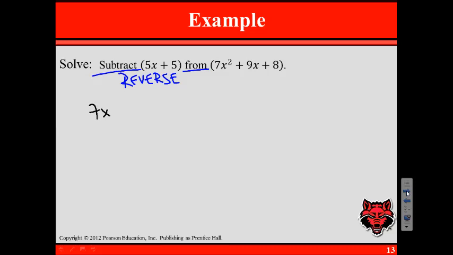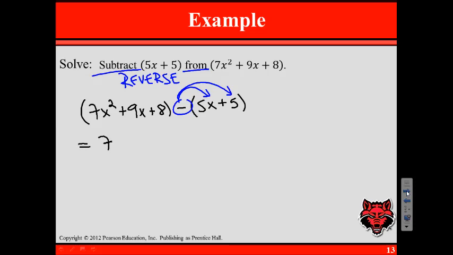We don't write it in the order in which the terms are presented. We write the 7x squared plus 9x plus 8 first, minus the first polynomial that was written, 5x plus 5. Once we have a subtraction problem, we distribute the minus sign to the polynomial that is being subtracted, and then we drop parentheses. We have 7x squared plus 9x plus 8 minus 5x minus 5.